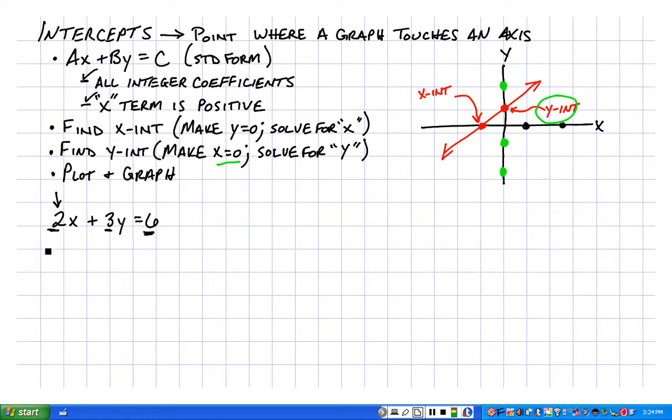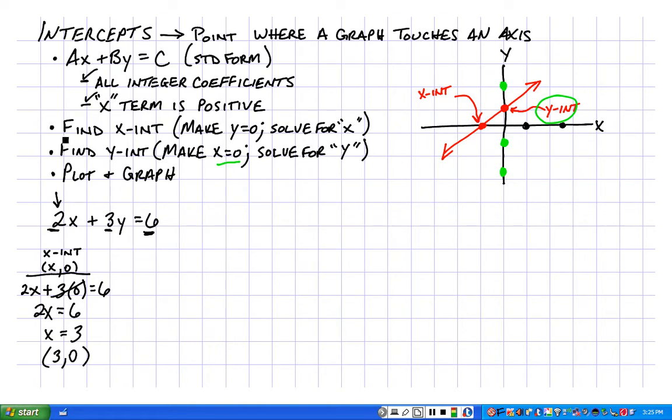So now I can find my x-intercept. I'm going to find x by making y 0. So I rewrite the equation, and where the y was, I make it 0. So 3 times y, now y is 0. 0 times 3 just turns that into 0, so it cancels. So you just have 2x equals 6, x equals 3, because you divide both sides by 2. 6 divided by 2 is 3. So your x-intercept would be 3, 0.